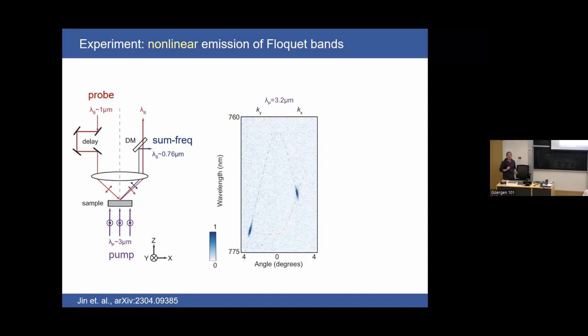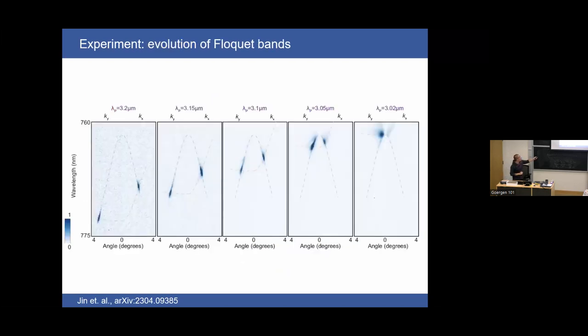Now, once you see the emission from the Floquet band, you now can play with it by, for example, changing your driving frequency. If you keep changing the driving frequency, go from 3.2 to 3.1 to 3 micron, changing your pump wavelength, then you see that this linear resonance never changed, right? This is the one that's supposed to be sitting there. And then your Floquet band keeps shifting up in frequency, as you expected in the sum frequency generation process.